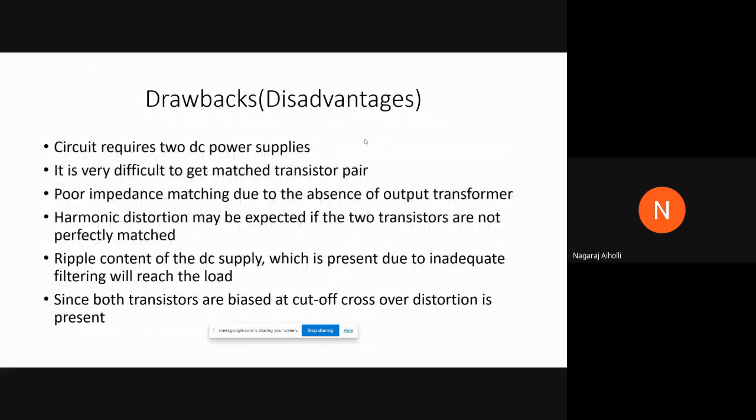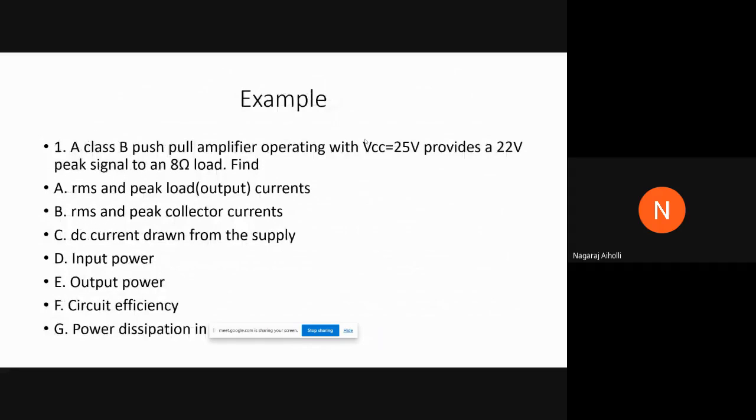Both the transistors should be perfectly matched, then only will there be no distortion, otherwise there will be some distortion in the circuit. So these are a few of the disadvantages, or drawbacks, of the complementary symmetry class B push-pull power amplifier circuit. Let us solve an example.